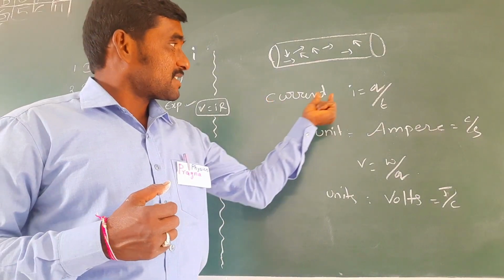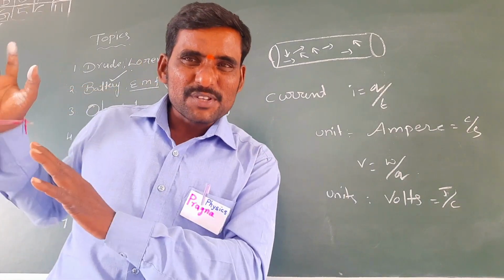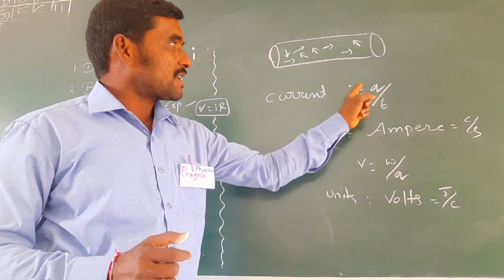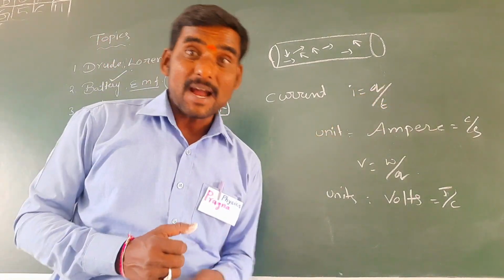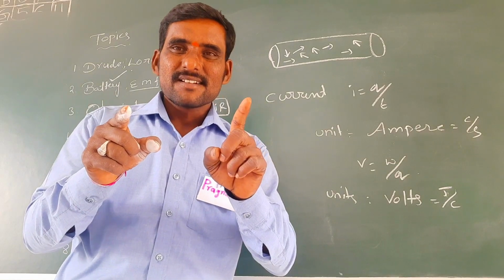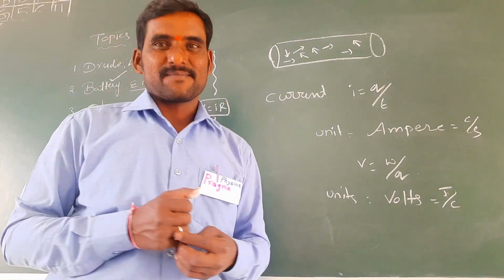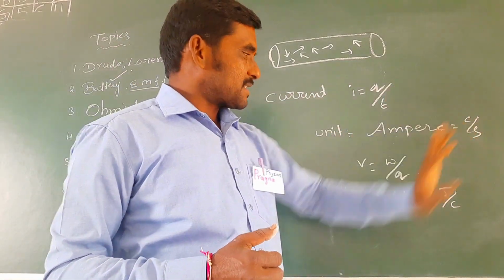So, current definition: I equals Q by T. That means the net charge flowing through a cross section of a conductor in unit time is called current. I equals Q by T, where Q is the charge and T is the time. The unit is amperes. Current is always measured with an ammeter. This ammeter is connected in series, not in parallel. So that is equal to coulomb by second.